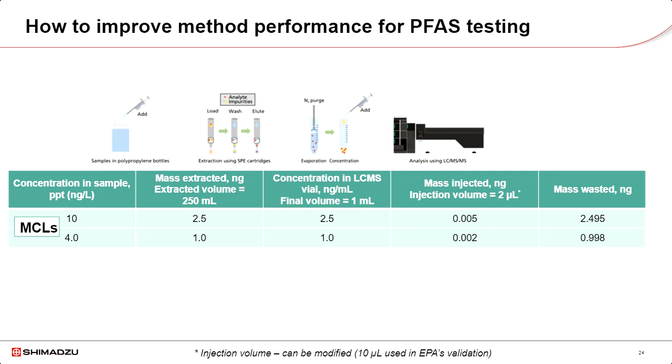And finally, if we inject 2 microliters from that extract, we are only sending to the detector 0.005 or 0.002 nanograms from all that amount that started at the beginning. So we are truly wasting a lot of mass.